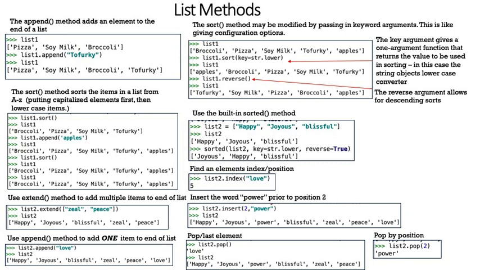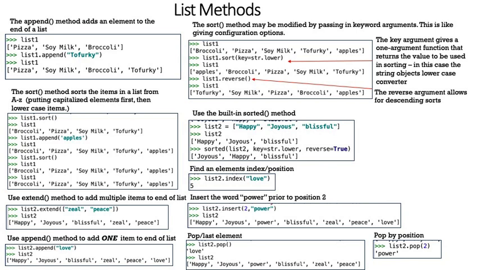So what happens here? We have list 1, broccoli, pizza, soy milk, tofurkey, and apples, apples in lowercase. List 1.sort using the keyword string lower. It in effect makes it appear to the interpreter that all these elements are lowercase. So it negates uppercase, lowercase. So then we have a true alphabetizing: apples, broccoli, pizza, soy milk, tofurkey. Now we can use the reverse method to reverse that. So it just happens in the reverse order: tofurkey, soy milk, pizza, broccoli, apples, right? Regardless of the case there.